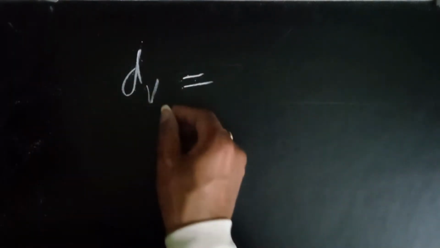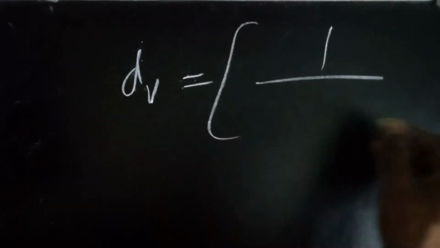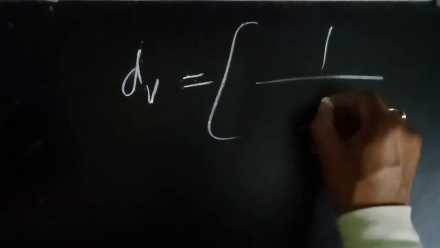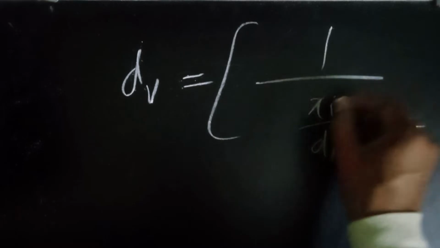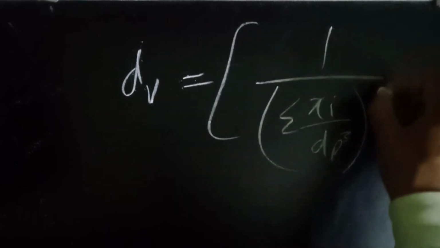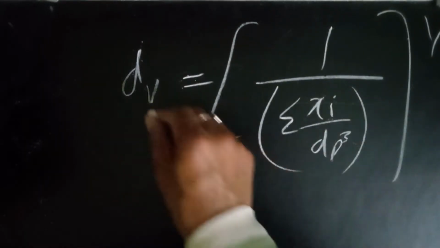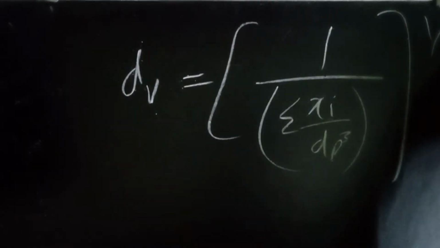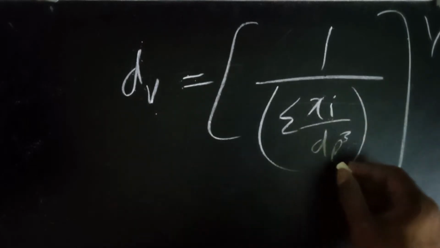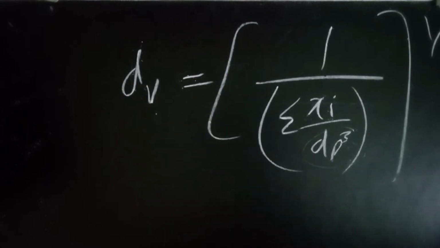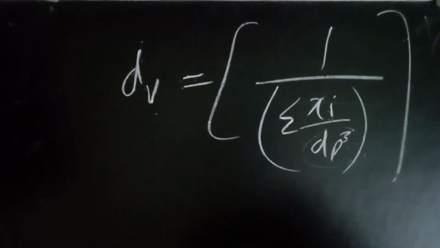Then we have the volume mean diameter. Volume means dp cubed, so the main thing is dp cubed, with xi added to it, summed. Finally, take 1 upon 3, because we need a diameter, so the cube and the 1/3 cancel out, and this is xi by dpi, to the power 1 by 3.